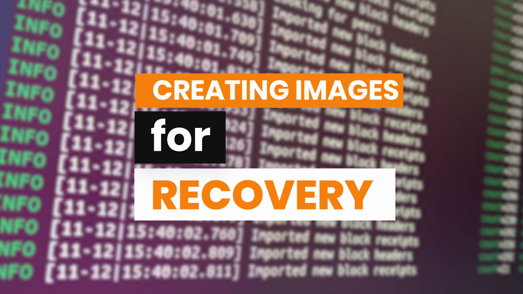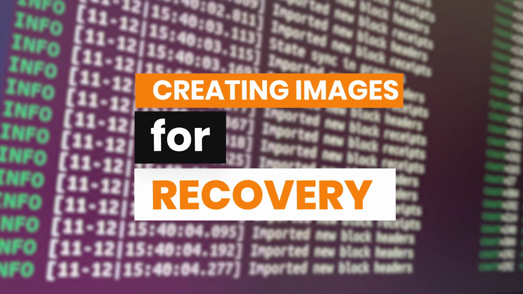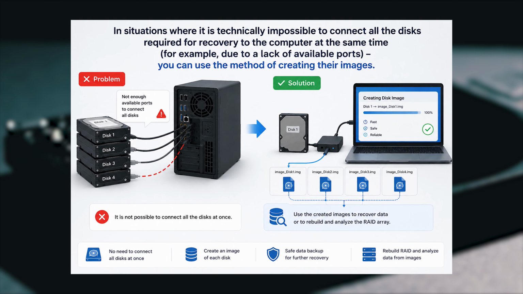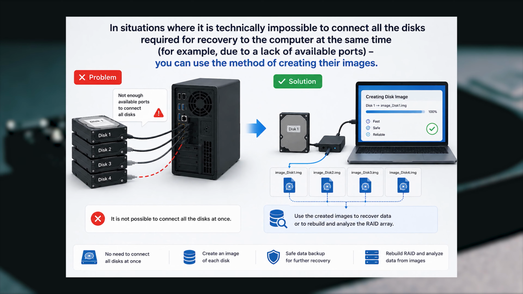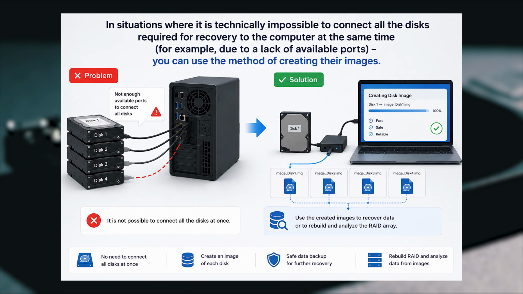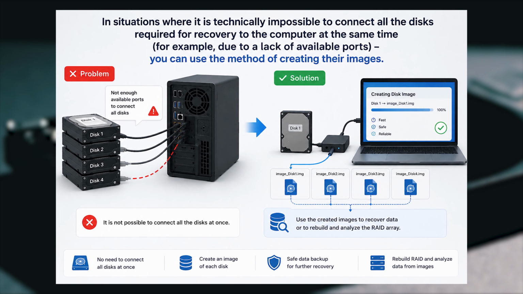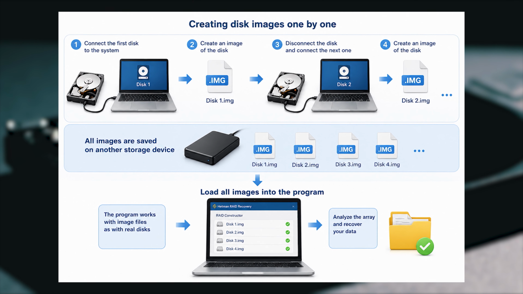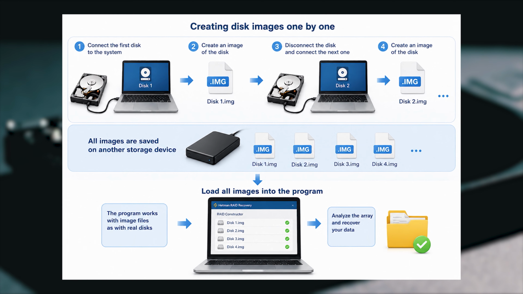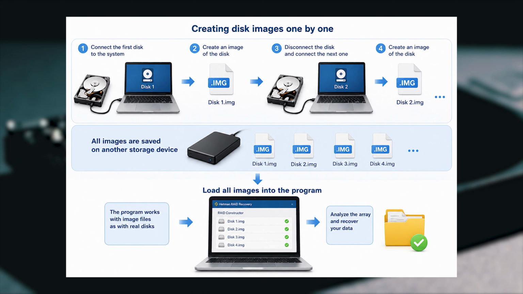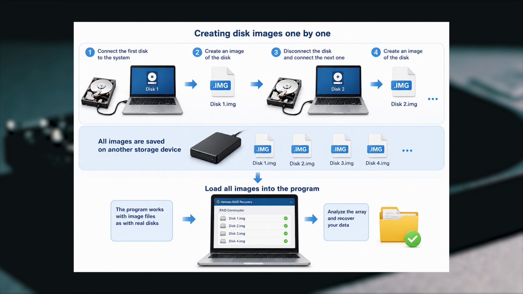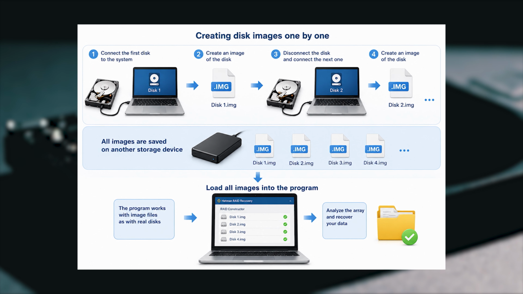In situations where it is technically impossible to connect all the drives needed for recovery to the computer at the same time, for example, due to a lack of free ports, you can use the method of creating their images. An image is an exact byte-by-byte copy of a physical disk saved as a regular file on another high-capacity storage medium. You can connect the drives to the system one by one, create images from them, and then load all the resulting files into the software.